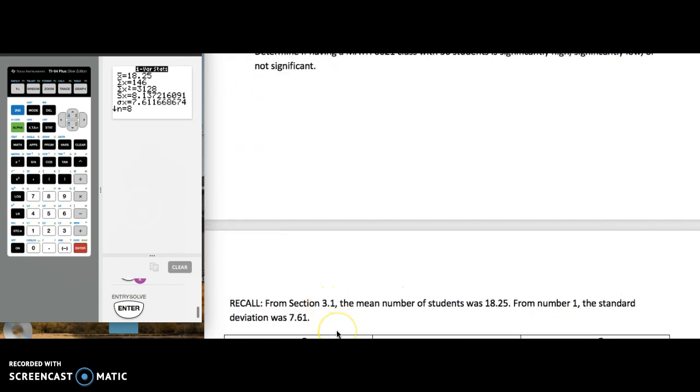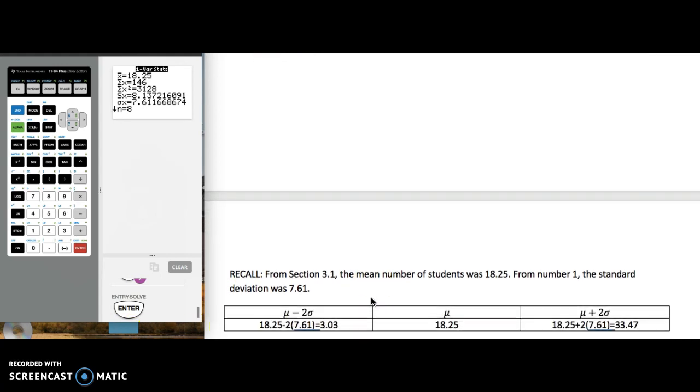Well, recall from the previous section, 3.1, the mean number of students was 18.25. You can also see that up here, the calculator. And from the previous example we just did, the standard deviation was 7.61. Using the range rule of thumb, you need those two things: mu, or your mean, 18.25, and your standard deviation, 7.61.